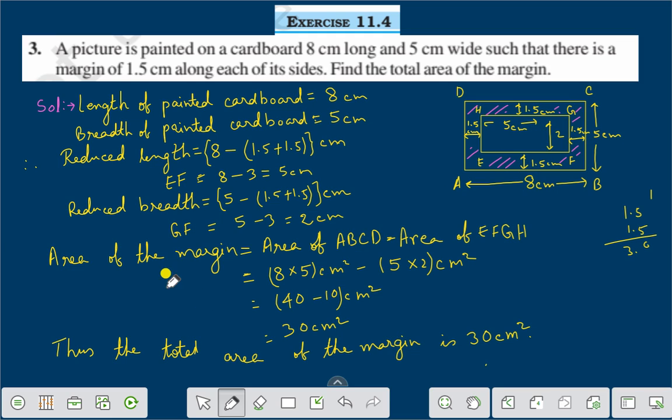Therefore you have to find the area of the margin as area of ABCD minus area of EFGH. Area of ABCD's length is 8 and breadth is 5 centimeter, and in this case the length of EF is 5 centimeter and breadth is 2, 5 into 2, so you are getting 30 centimeter square. Thus the total area of the margin is 30 centimeter square.